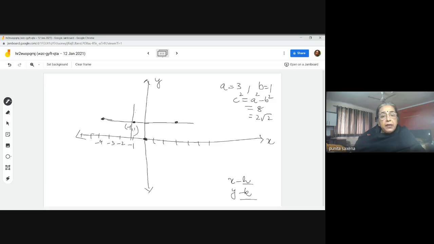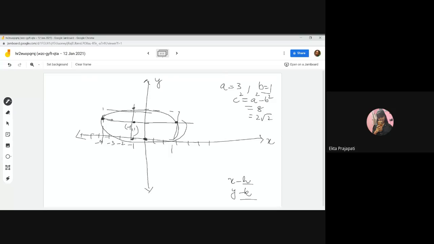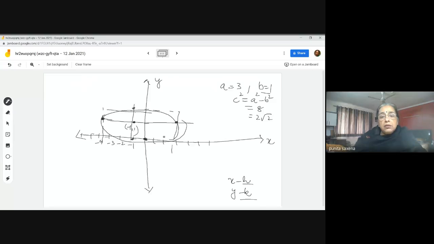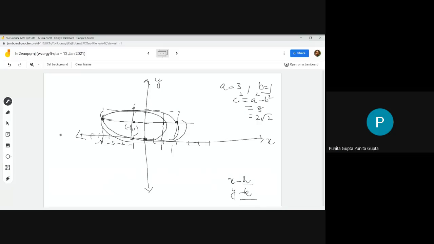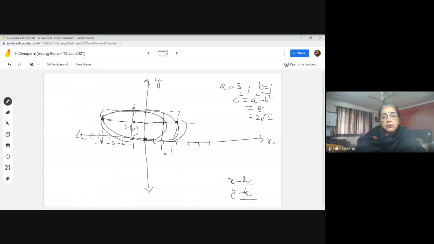Similarly, 1 unit up and down because your b was 1, right? So that means 1 point here and 1 point here. Now you complete the box, something like this, and you get an ellipse like this. Is that okay? Ma'am, on the positive side, won't it come at 2? Yes, ma'am, it will come at 2. Yes, sorry, I had extended it by 1 unit. Right, this will be your ellipse. This one. Is that right? Yes, ma'am.